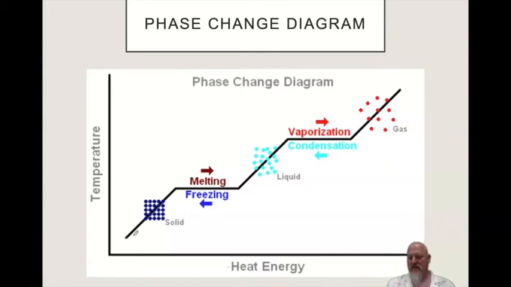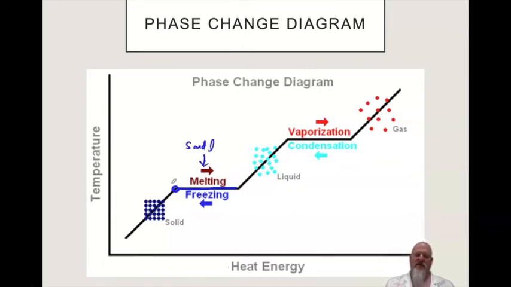So if I start over here as a solid, the heat added initially goes to warming up the solid. So you can see the temperature is going up. And then at some point, the solid reaches the melting point. At that point, the temperature doesn't change because the energy is converting the solid to a liquid. So there's a balance here between solid and liquid.